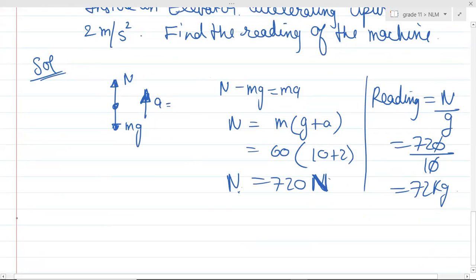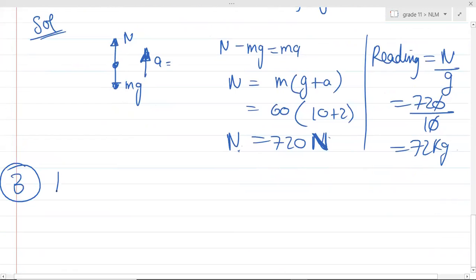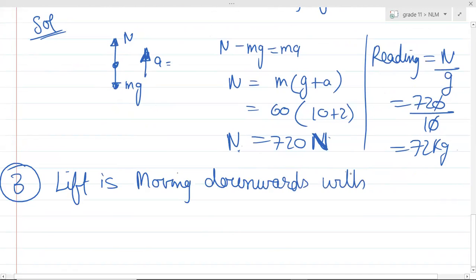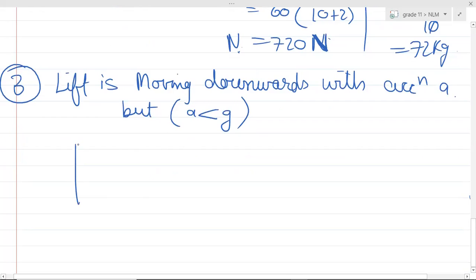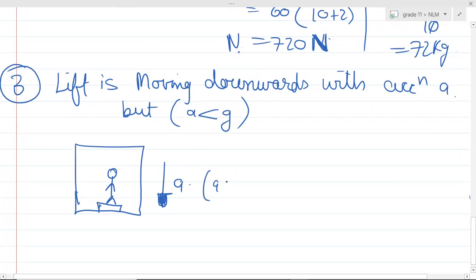Now the third case, when the lift is moving downwards with an acceleration a, but please remember, a should be less than g. We'll see what exactly happens when a is greater than g. For example, suppose again this lift and there is this weighing machine. This guy is standing on the weighing machine. The lift is accelerating downwards now, but this acceleration's value is less than g.